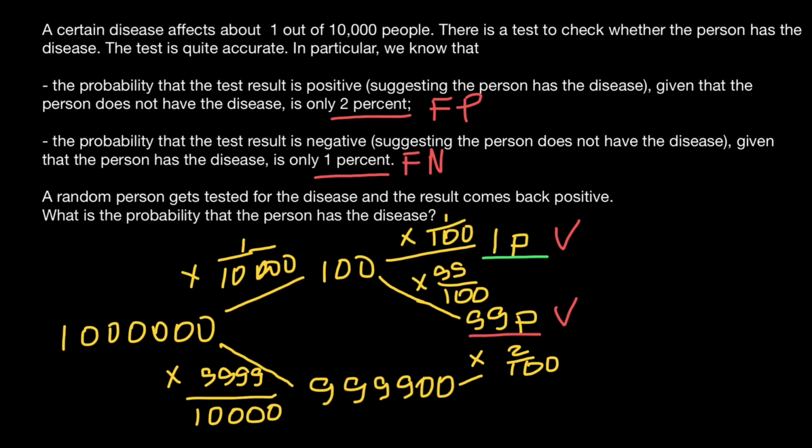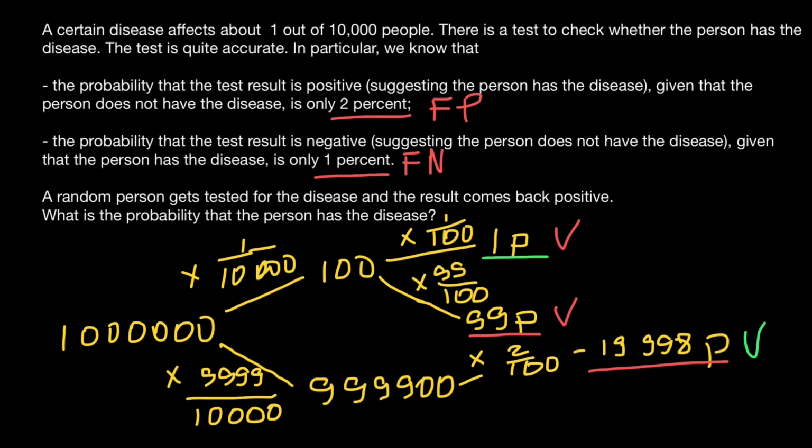If we multiply this number by this number, we are going to get this number. Now, when we multiply this number by this number, 2 divided by 100, which is 2%, we are going to get 19,998 people who are healthy, but the test is going to show that they are not healthy. So this is going to be the false positive group, which according to our problem is 2% of those people who took the test.